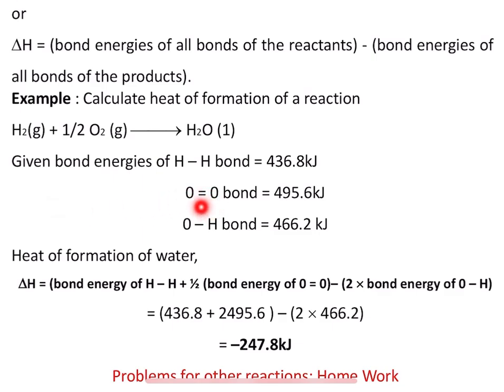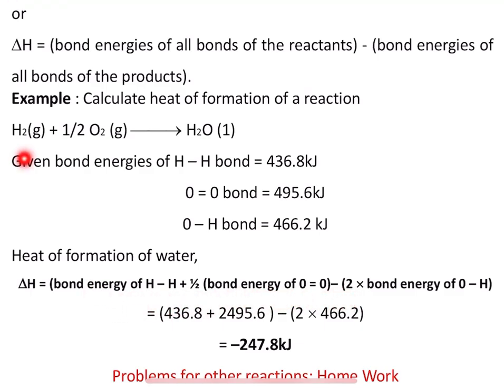They have also given the bond energies of the different bonds which are involved in this reaction. If you observe this reaction, H2O is the product, so definitely we should have hydrogen bonding, oxygen bonding, and also the OH bonding. All the bond energies are given, and they are asking us to calculate the heat of formation of water. So we know that the heat of formation of water, that is delta H, is equal to the bond energy of H, that is hydrogen bonding, plus half of the bond energy of oxygen bonding. These two are the reactants.